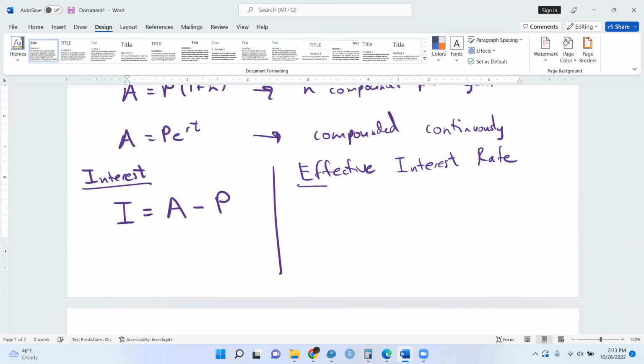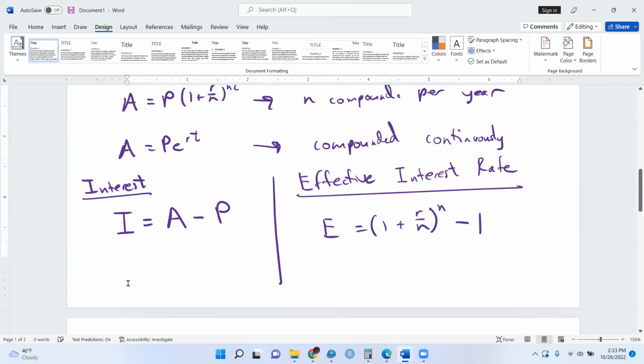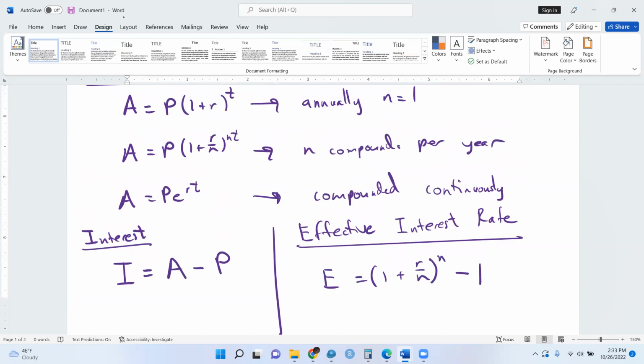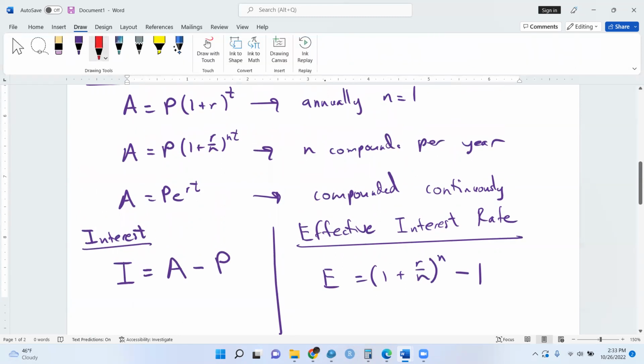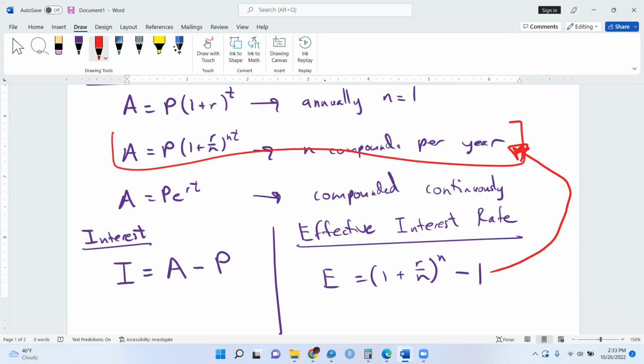So the effective interest rate was this: E equals (1 plus R over N) raised to the N power, minus 1. And this is attached to or useful for this one, all right? Not this one. So it's only good for comparing these values. So those are the new formulas for compound interest.